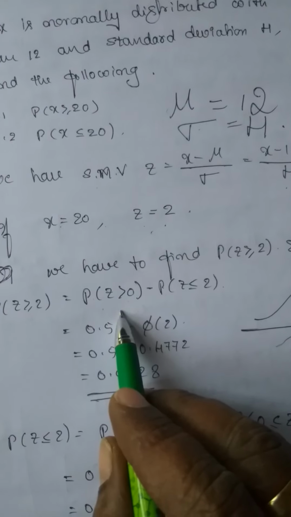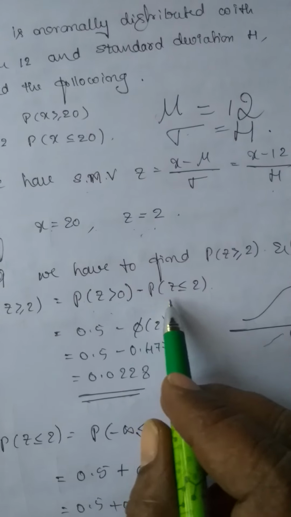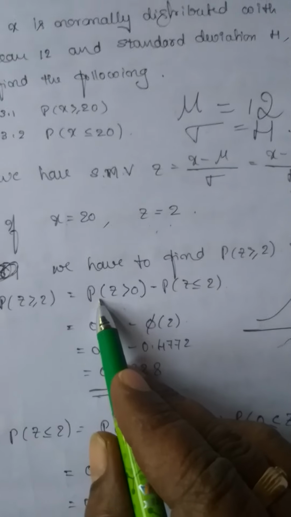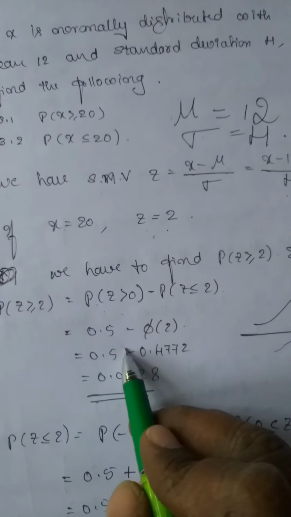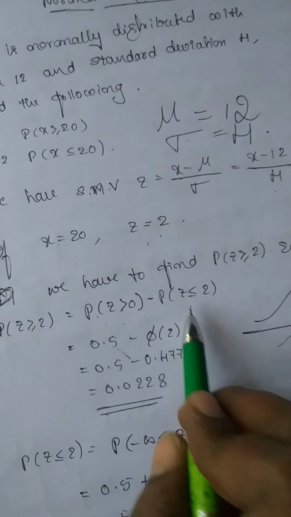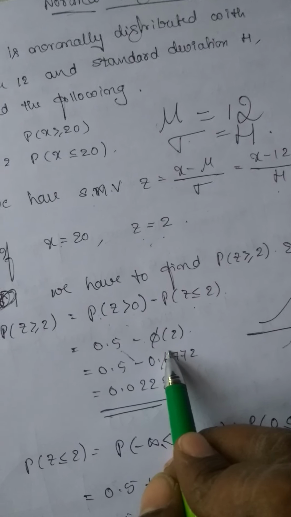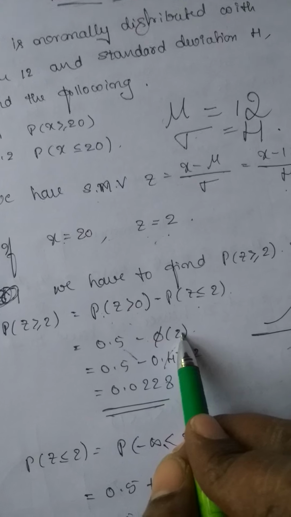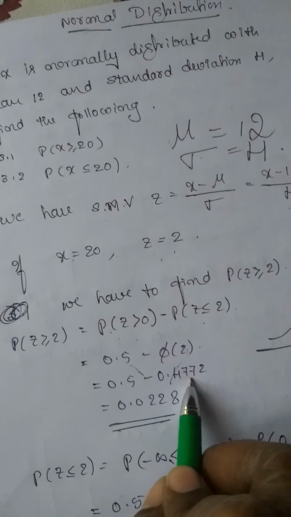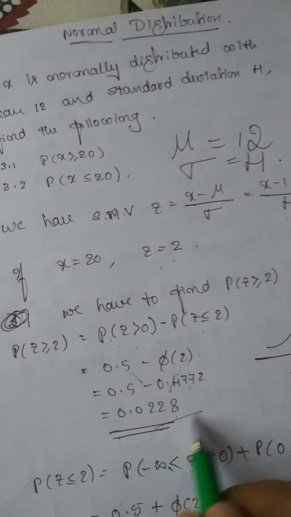This is p of z greater than or equal to 0 minus p of z less than or equal to 2. Now p of z greater than or equal to 0 means the entire half side, and it will be 0.5, minus p of z less than z1, which you can write as phi of 2. As you know, we can calculate this either from the normal distribution table or directly from the calculator. So you're going to get this much. If you simplify, you're going to get this.